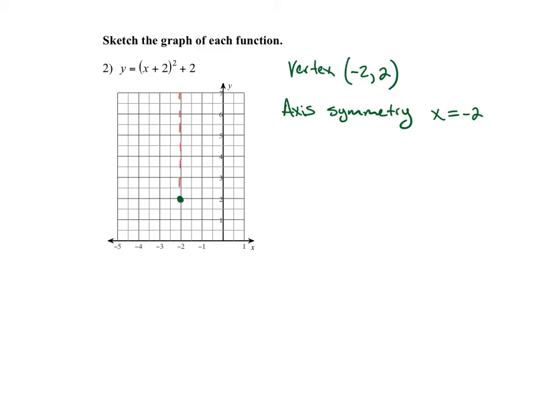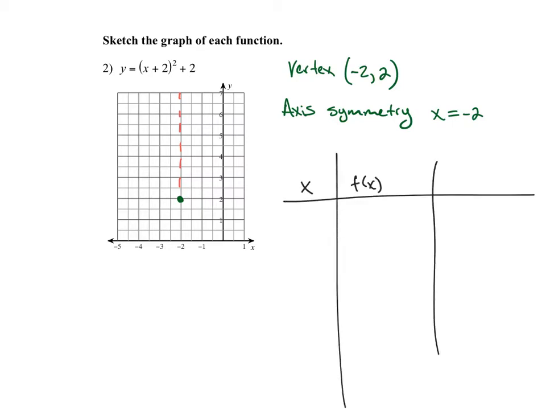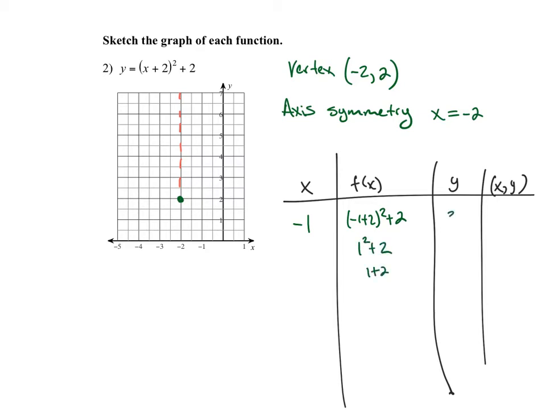And I'm going to choose points. So my table again, x, f(x), or x, y. I'm going to choose 2 points to the right or 2 points to the left. That's your decision. So I'm going to substitute -1. I have (-1 + 2)² + 2. So -1 + 2 equals 1, squared. 1 squared equals 1, and 1 plus 2 is 3. So I have the point (-1, 3).